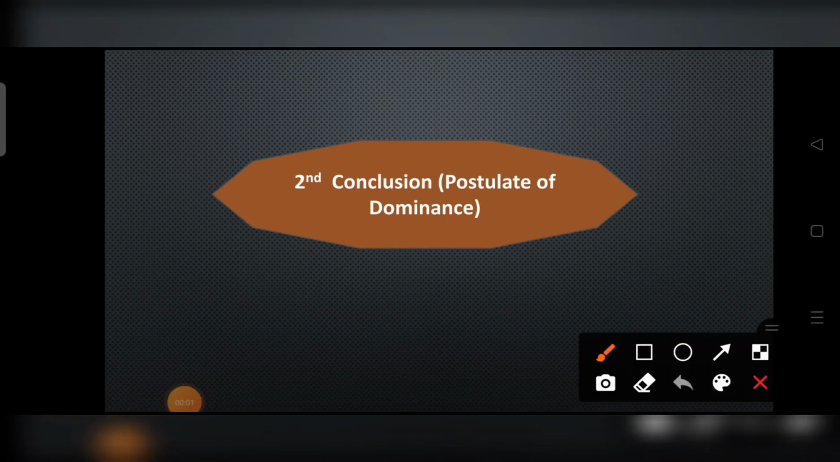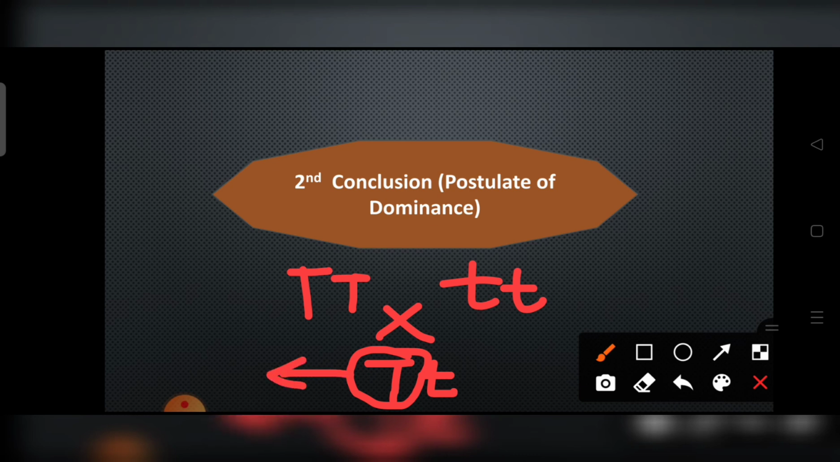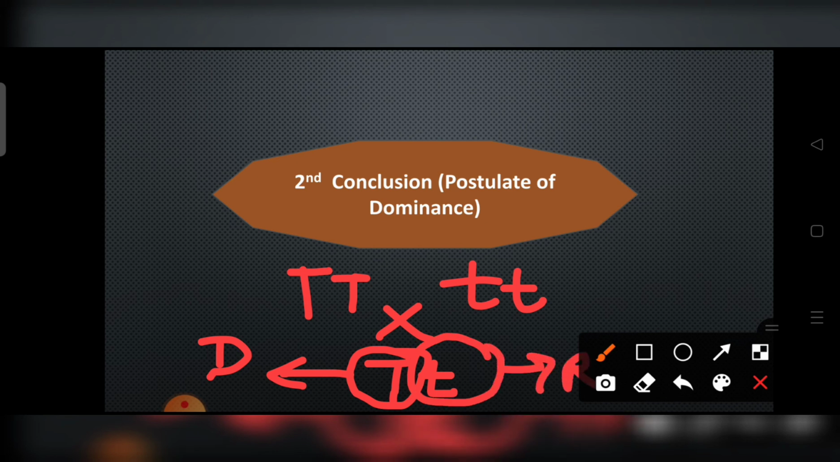For example, when a pure tall plant is crossed with a pure dwarf plant, then in the F1 generation all plants were tall but they are impure. Only one unit factor is able to express itself and is known as the dominant unit factor. The other unit factor failed to express; it is the recessive unit factor, and this is known as the conclusion of dominance.